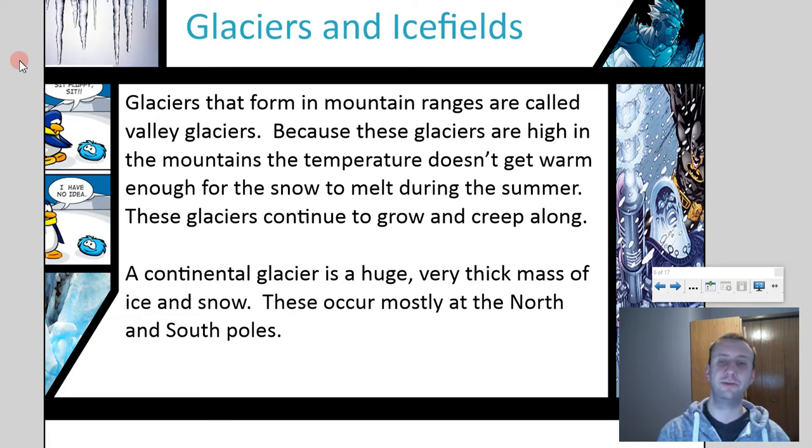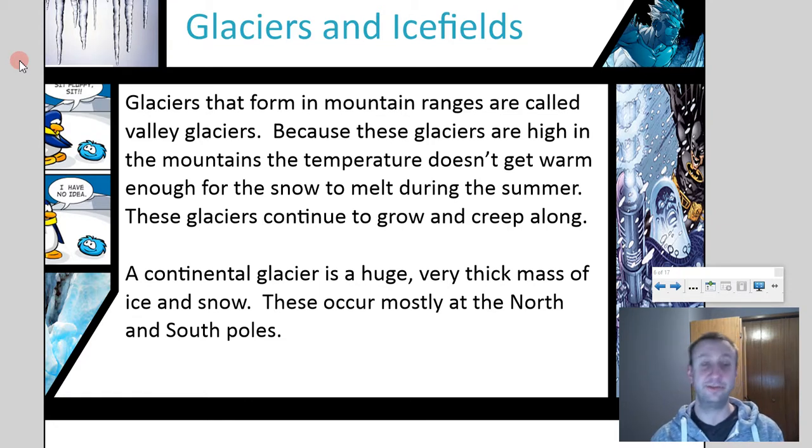Glaciers that form in mountain ranges are called valley glaciers. So again, we're continuing talking about different kinds of glaciers. Because these glaciers are high in the mountains, the temperature doesn't get warm enough for the snow to melt during the summer, at least not all of it. And these glaciers continue to grow over time and creep along. So when we have glaciers that are high in the mountains, we call those valley glaciers.